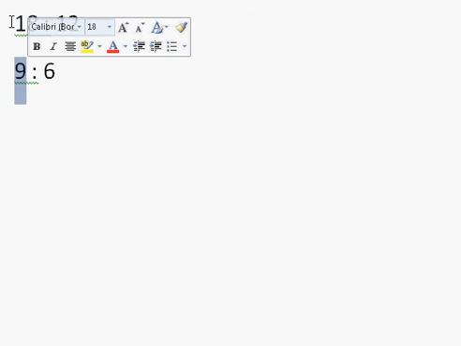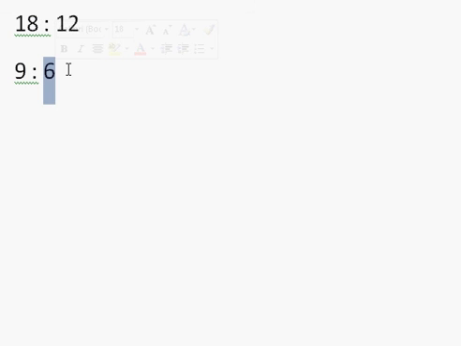So for every 18 toffees there are 12 mints. A simpler way of saying that is that for every 9 toffees there are 6 mints. So now we've divided these two by 2 to make it simpler. We halved both. We can't halve both of these again. We could halve 6, but we can't also halve 9 to keep it as a whole number.